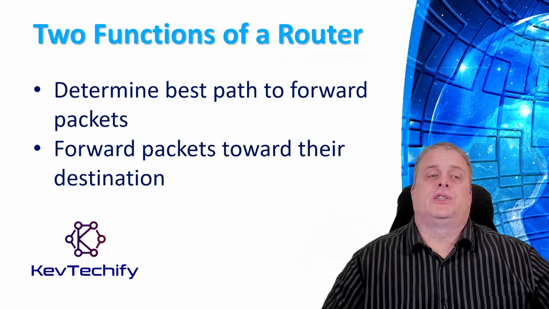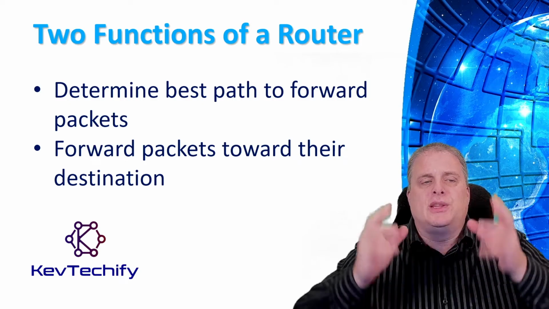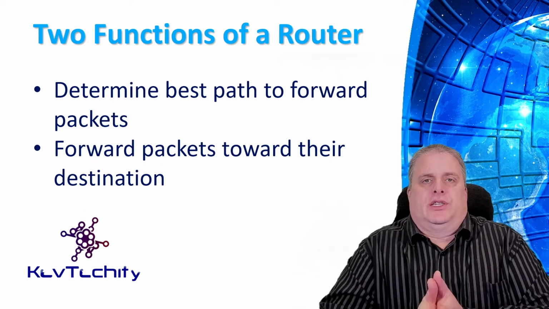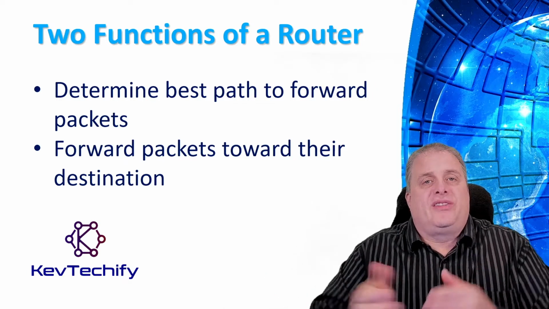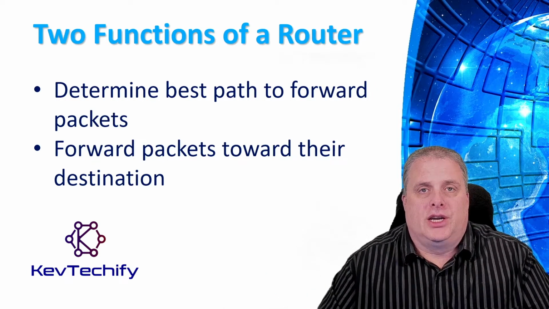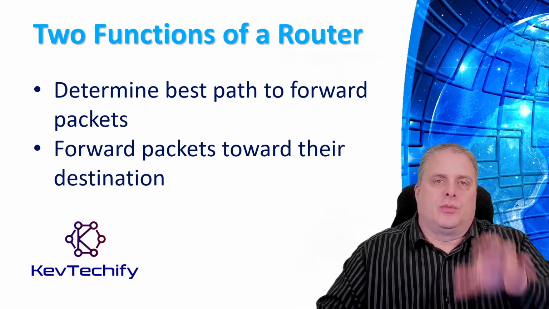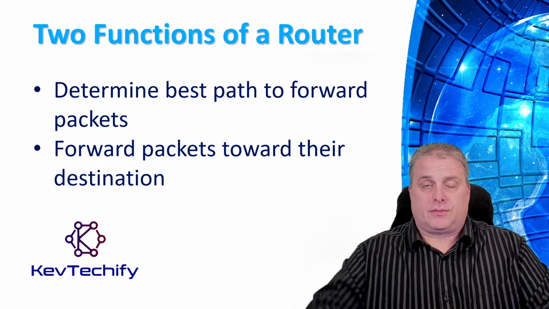There are two functions of the router. First one is to determine the best path to forward packets. In a network, you're going to have redundancy, and so there's probably multiple ways to get to the final destination. Let's look at an example. Let's say we are traveling from Los Angeles to New York.